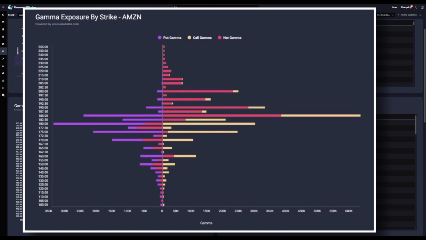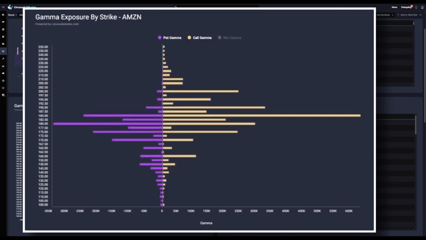So here we see that at the $185 strike, there's this big gamma bar. If this happened to be in December 2024, for example, we could say, wow, there's a ton of open interest here, because we know that nearer dated expirations have way more gamma than longer dated. So next, let's phase out this net gamma and just look at the call and put gamma.